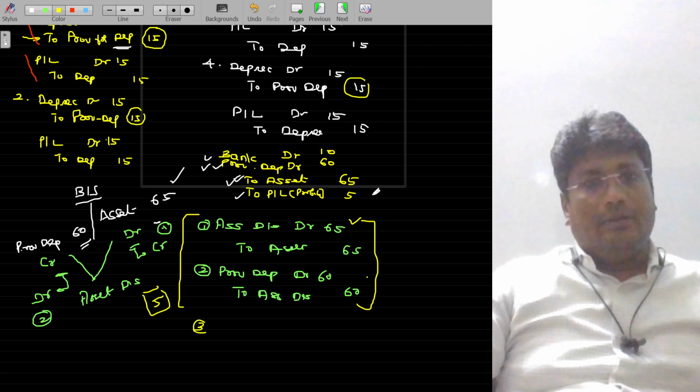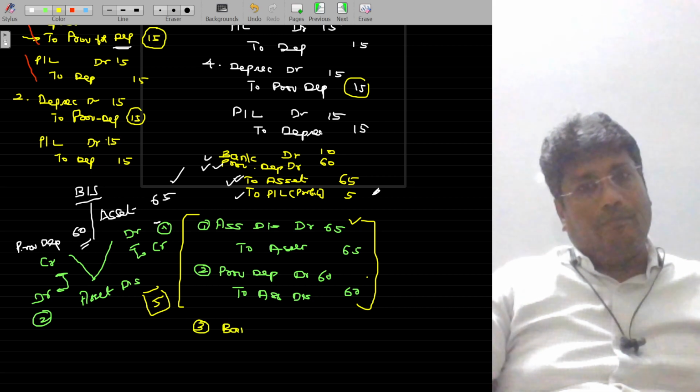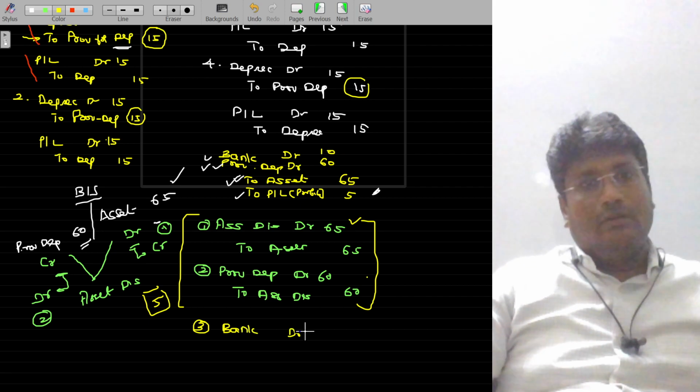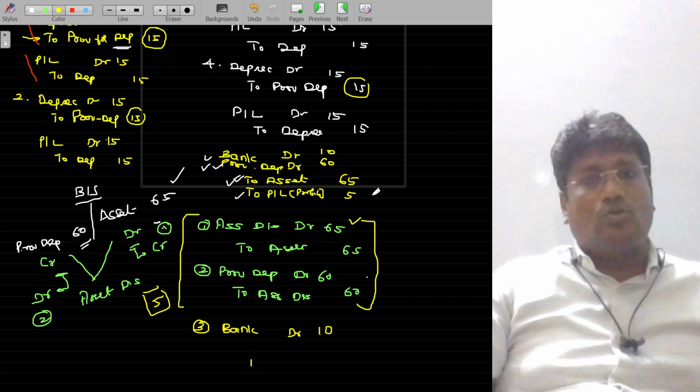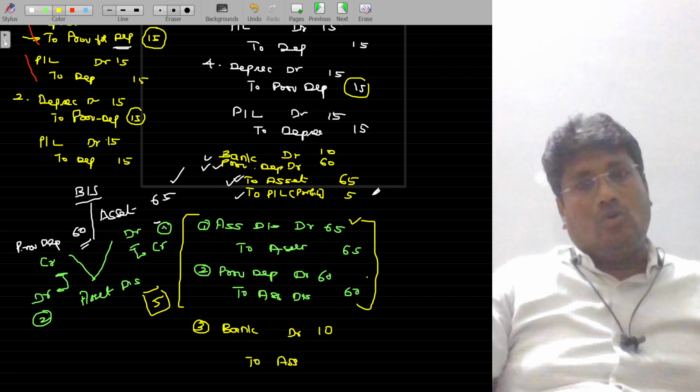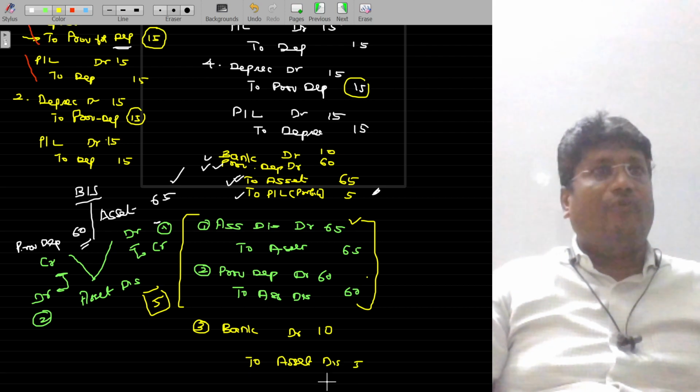So, the third one being bank account debit, and the bank account value being 10. I am getting 10 rupees, to asset disposal, the value being 5. How do I get the 5 rupees?